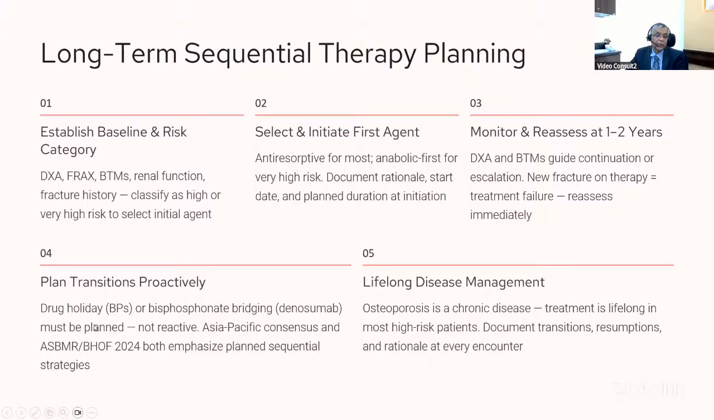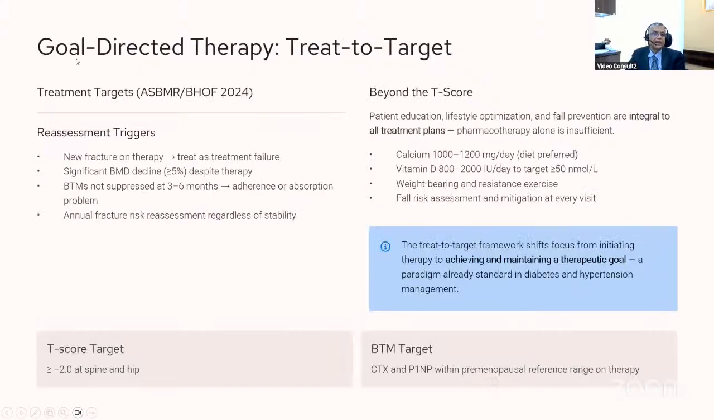Plan transitions proactively. Drug holidays or bisphosphonates must be planned, not reactive. The Asia Pacific consensus and the American Society for Bone and Mineral Research both emphasize planned sequential strategies. Lifelong disease management: osteoporosis is a chronic disease. Treatment is lifelong, and for most high-risk patients, document transitions and assumptions, and rationalize at every encounter. Goal-directed therapy.